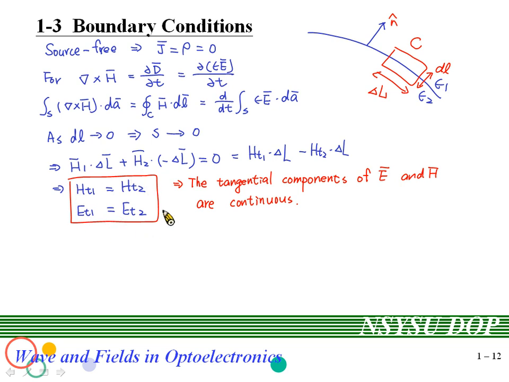This boundary condition can be written in vector form. We can rewrite it as n cross H1 equals n cross H2. Also, n hat cross E1 will be equal to n hat cross E2.